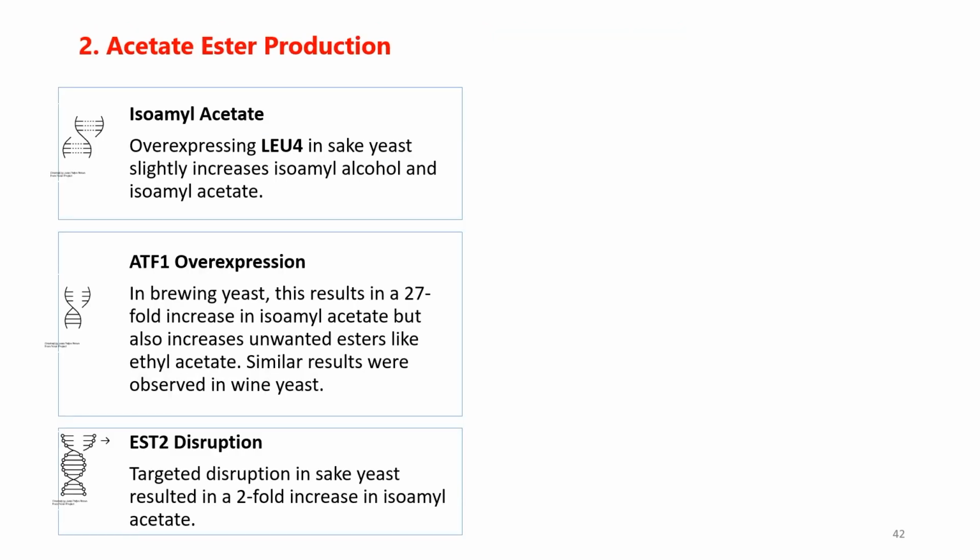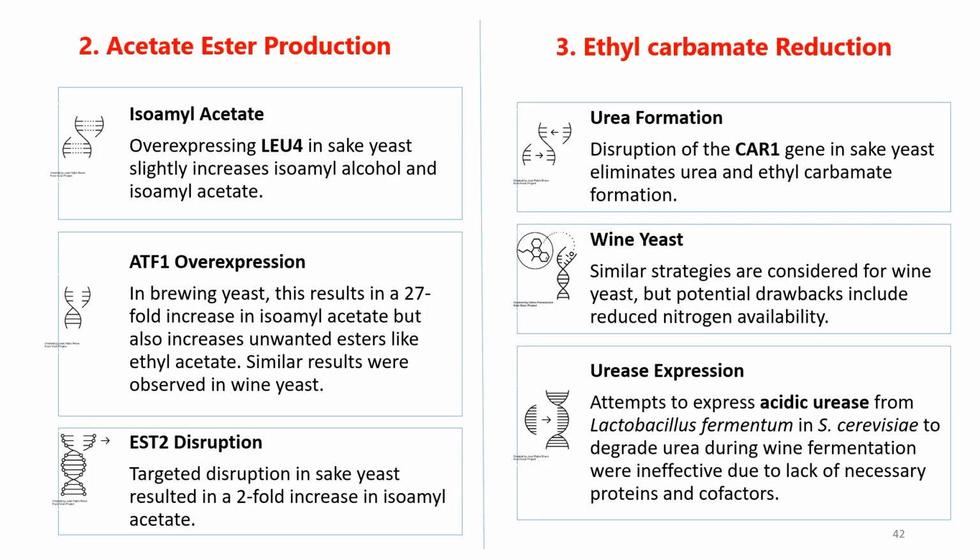So, next let us discuss the acetate ester production, where isoamyl acetate is the target. Overexpressing LEU4 in sake yeast, Japanese wine, slightly increases isoamyl alcohol and isoamyl acetate. ATF1 overexpression in brewing yeast results in a 27-fold increase in isoamyl acetate, but also increases unwanted esters like ethyl acetate. Similar results were observed in wine yeast. Then there is an EST2 disruption. This targeted disruption in sake yeast resulted in a twofold increase in isoamyl acetate.